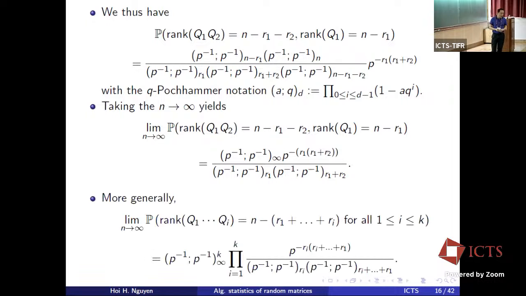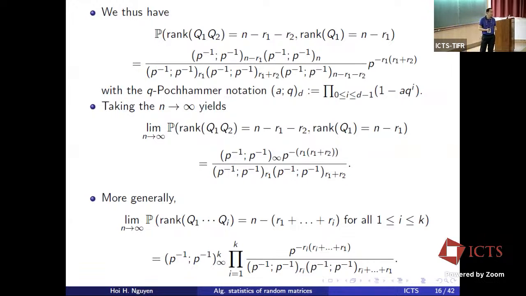And by the same reasoning, we can do the same for joint statistics of K matrices. Conditional Q1, conditional Q2, and so on. All right, so we have that. These are the focus. Okay.